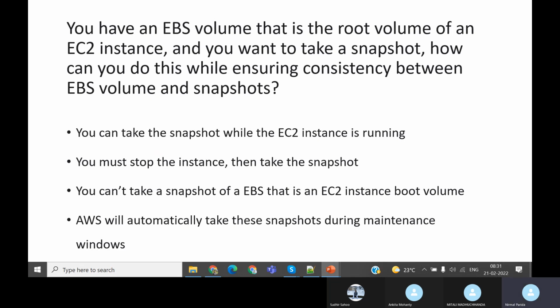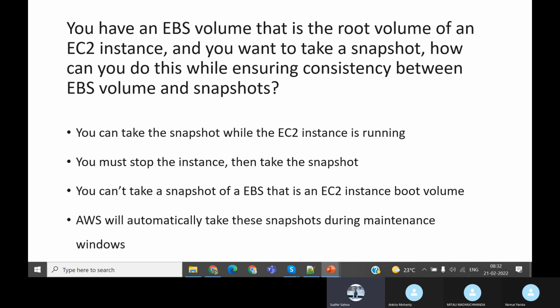This is the question. So the options are: you can take the snapshot while the EC2 instance is running; you must stop the instance, take the snapshot; you can't take a snapshot of EBS that is an EC2 instance boot volume; AWS will automatically take the snapshots during the maintenance window. The first option is wrong because just a few minutes back, we were talking that we have to stop the EC2 instance before we take snapshots. So you must stop the instance.